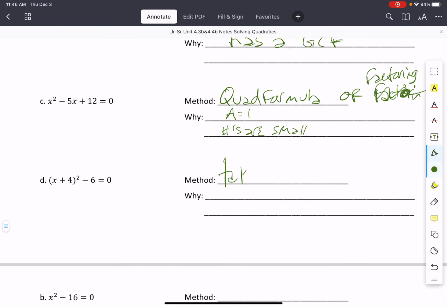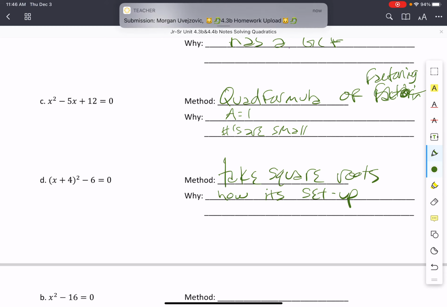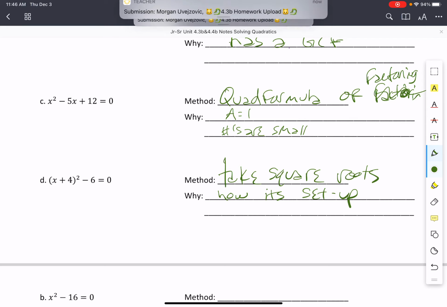Yeah, take square roots, because of how it's set up. It's already set up for us to add 6 and then square root both sides. I wouldn't want to do quad formula because then I'd have to FOIL that out and put it into standard form first. That's going to be a lot of work, right? It's already set up just to add 6 and then square root both sides, okay? Okay, let's stop here. What questions do you guys have so far? Anything? Nothing so far? Okay.